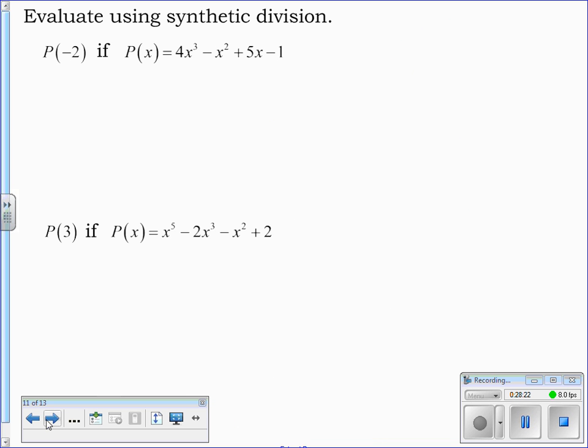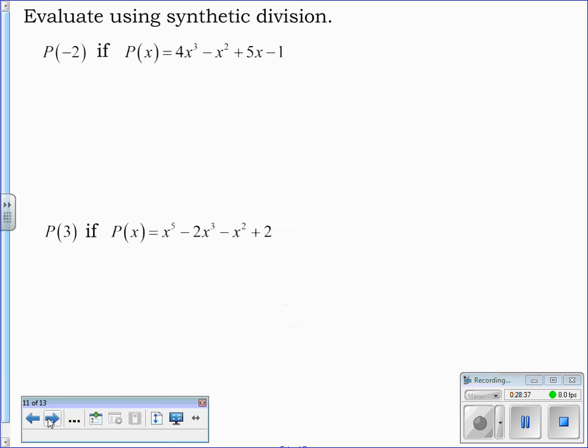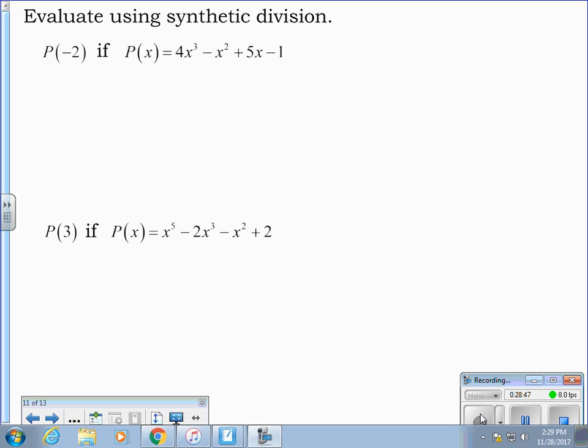Do this one. Don't worry about the second one down here. Is this one. P of 3. But do this one. Do it now. Okay, this shouldn't take too long.